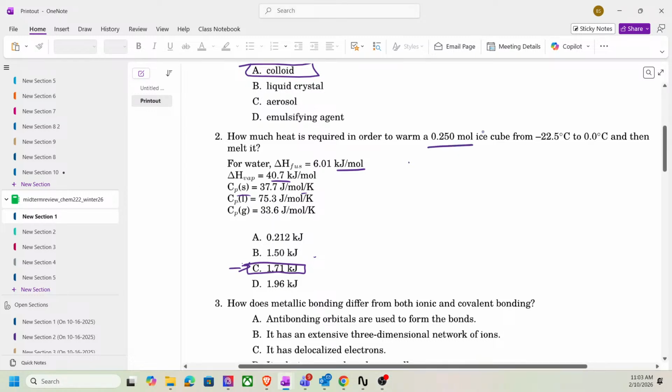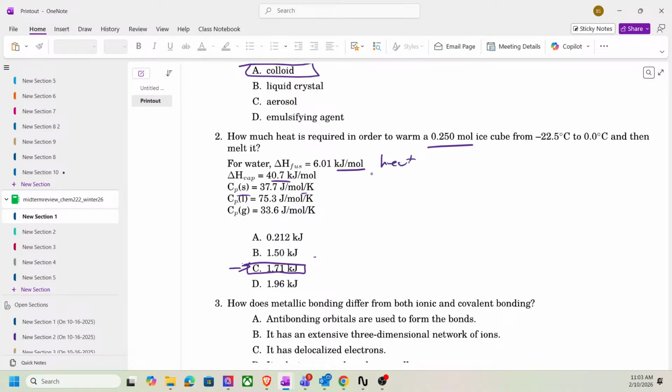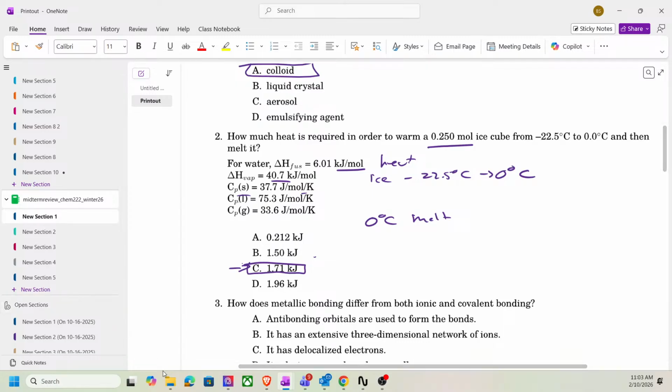All right, so we're given our molar amount. Let's just think of our separate steps. First we have to heat our ice from negative 22.5 degrees Celsius to 0, that's our melting point. Then we're going to melt at 0, and then it says to stop there. So I'll pull up my calculator as well.